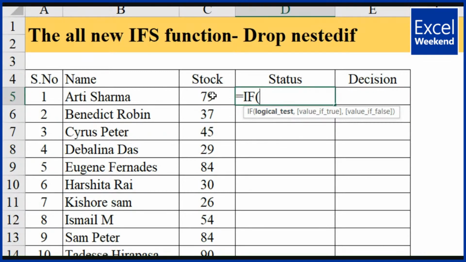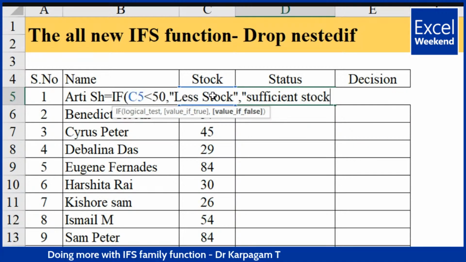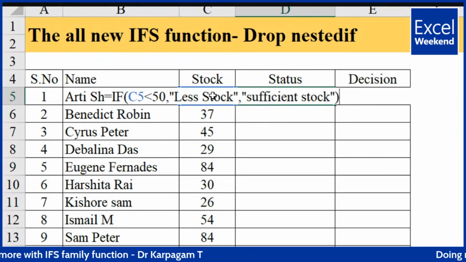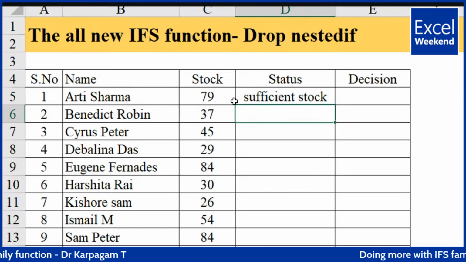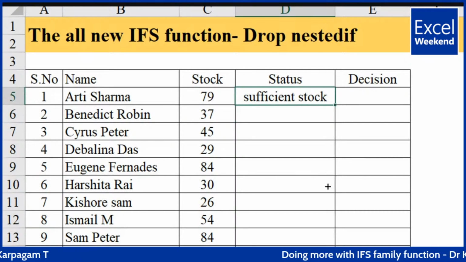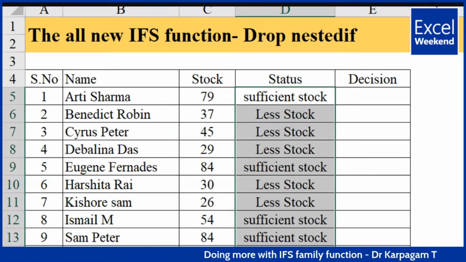First, what I'm going to do is check their stock level. I'm performing a condition saying that when it is less than 50, if you find the value to be true, what you should do, I'm going to say less stock. If it is false, say sufficient stock. And this is going to get us wherever they have less stock and wherever they have sufficient stock.